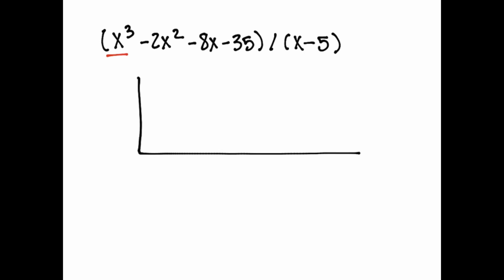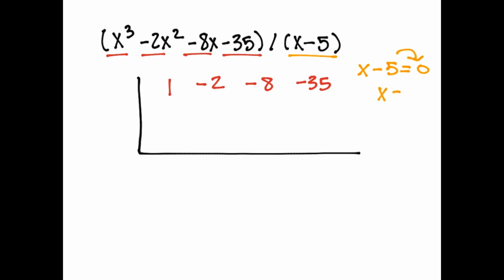First step is to take the coefficients in the main polynomial and write them inside the bracket. So here we will have 1, -2, -8, and -35. The next step is to take the linear term that you're dividing your polynomial by and find its root. So we do this by setting x minus 5 equal to 0, move 5 to the other side, and get x equals 5. So that value, +5, we will put as our divisor.